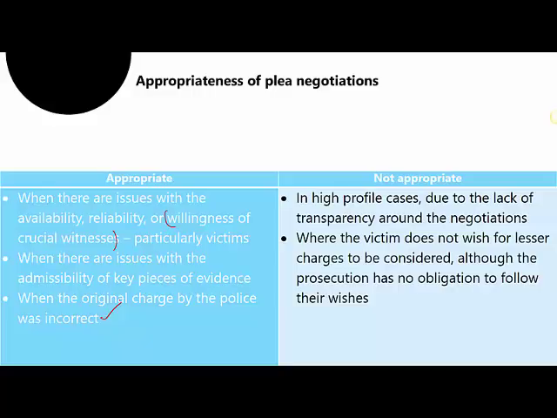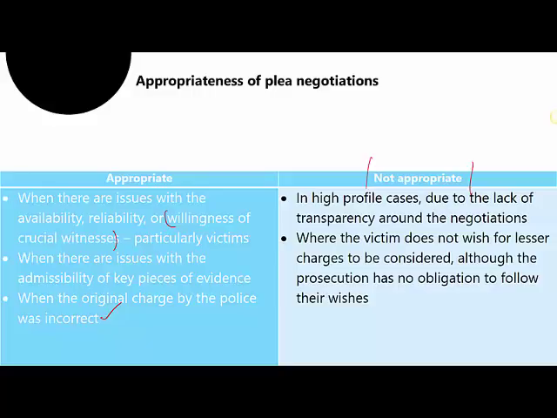It's in these situations that prosecutors will go into negotiations and say, hey, you know what? The charge you've been charged with here, not ideal. Let's downgrade it and you plead guilty for us. And that will often lead to the early resolution of the dispute. When are they not appropriate though?